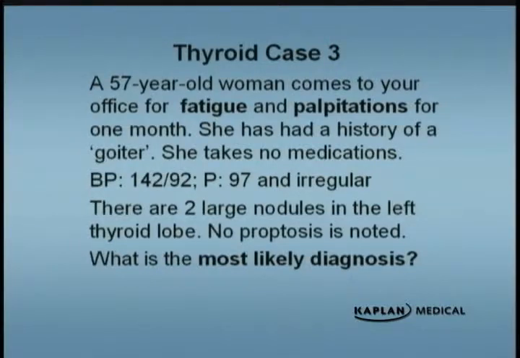So from what we've said, you should know that the older people that come in with palpitations, right? She has a history of a goiter, right, before that was non-functional. Now she comes in with some symptoms of hyperthyroidism, and she probably has atrial fibrillation, and you find 2 large nodules, no proptosis, so it's likely not Graves' disease.